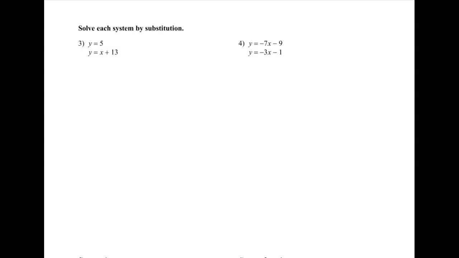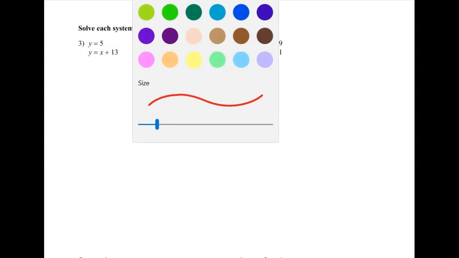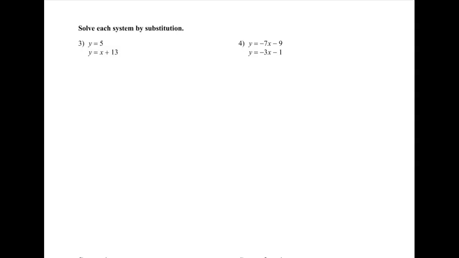Now, in the problem that's marked problem 3 here, you can see we've got y equals 5 and y equals x plus 13. This is the simplest type of substitution. Basically, in substitution, you're looking to take your two equations and then use one in the other to make one equation with just one variable.